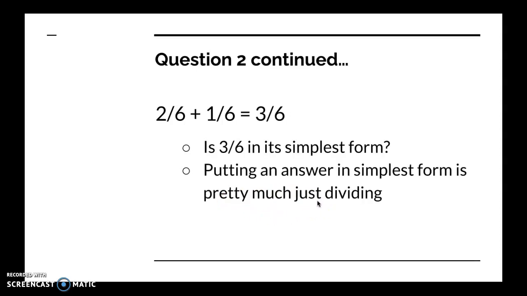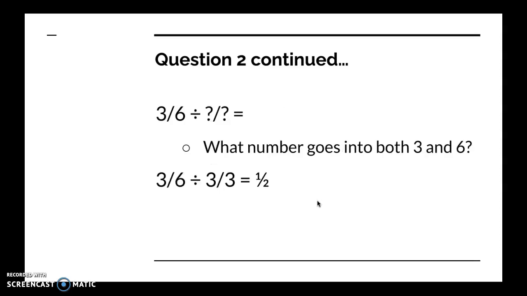Now we need to ask ourselves, is 3 over 6 in its simplest form? So putting an answer in the simplest form is pretty much just dividing. Okay, so we need to find a number that goes into both 3 and 6. So we have our fraction here and we have our question marks because we have to figure out what number goes into both of them. So as we see here, we see that 3 goes into both of them because 3 goes into 3 one time and 3 goes into 6 two times.